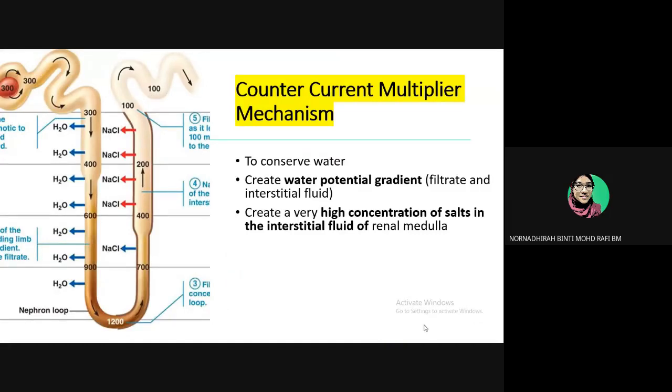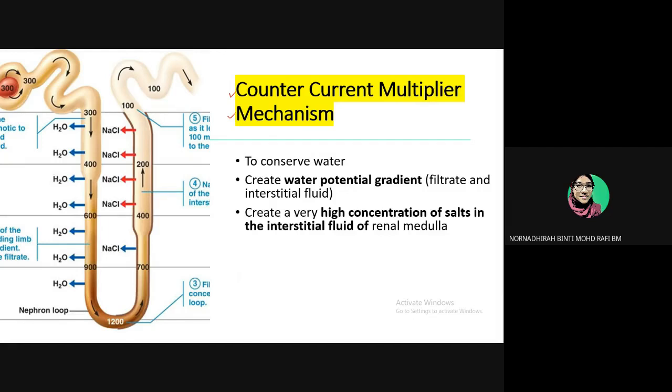So for today we are going to cover two parts, which are the last two parts in our ninth chapter, chapter 9. So pertama kita akan cover counter current multiplier mechanism, dan lagi satu is about the regulation of blood water content with the involvement of ADH, meaning that we will talk about water content in our blood and urine.